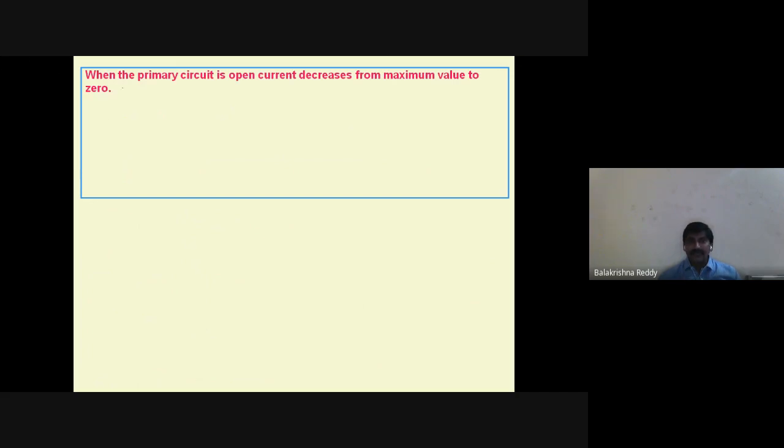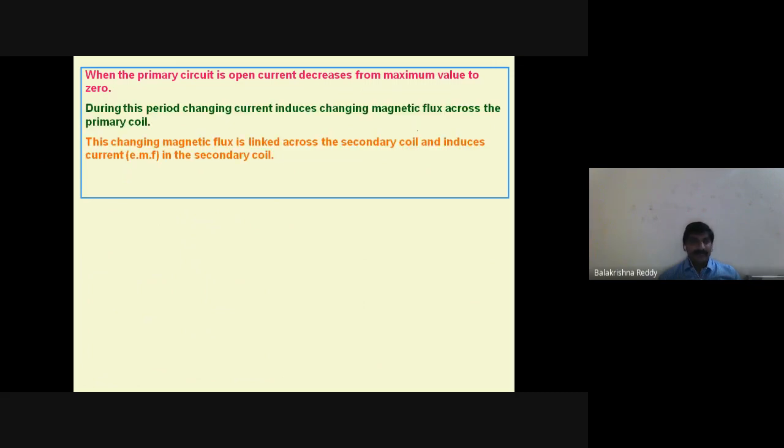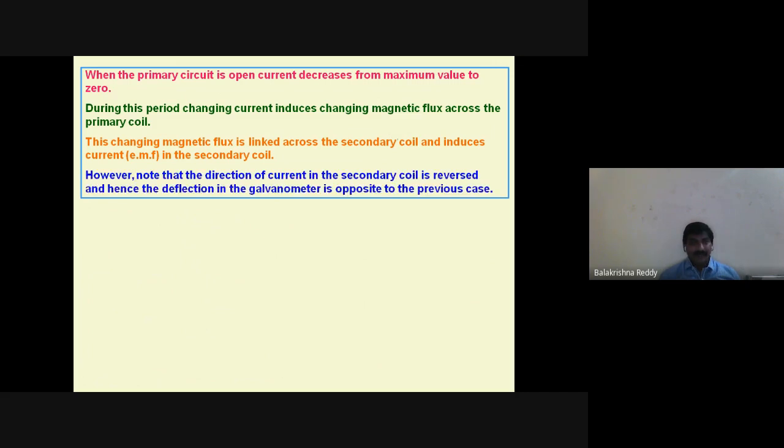See, when the primary circuit is open, current decreases from maximum value to zero. During this period, there is a change in the current, and because of the change in the magnetic flux across the primary coil, the change in the flux linked with the secondary coil induces current. If there is no change, no induced current. These are the two experiments done by Faraday.